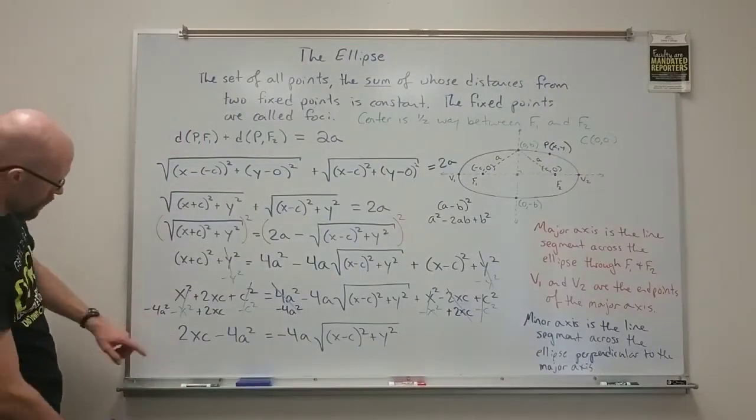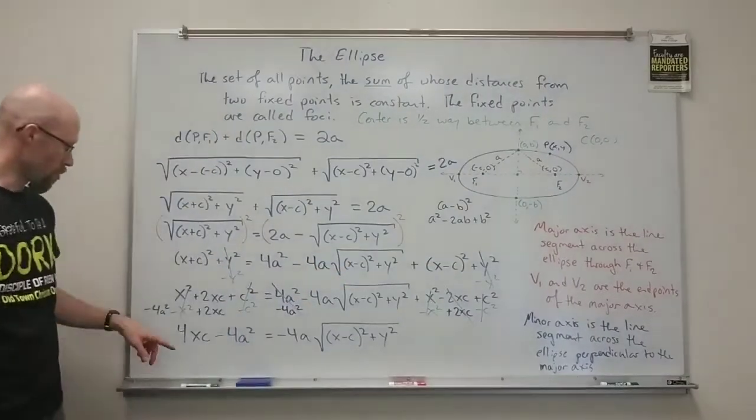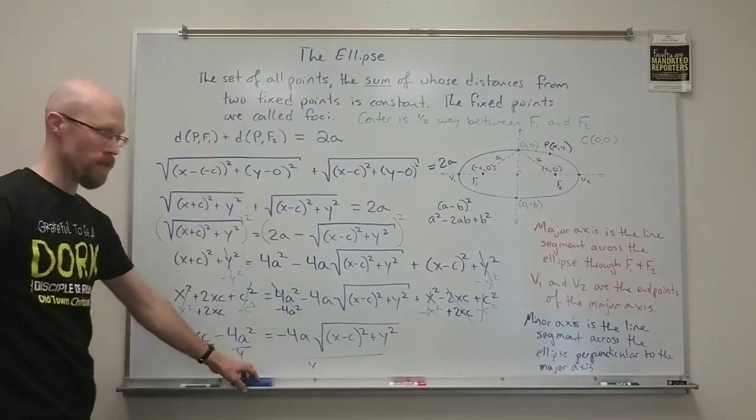Oh, one thing I noticed here is that I added that wrong. 2 and 2 makes 4, right? So that should have been 4xc minus 4a squared. Okay, one thing I can do real quick, and that's really important, because I can now divide out the 4 from every term. Divide by 4, divide by 4, divide by 4. All the 4s basically drop off when I do that.